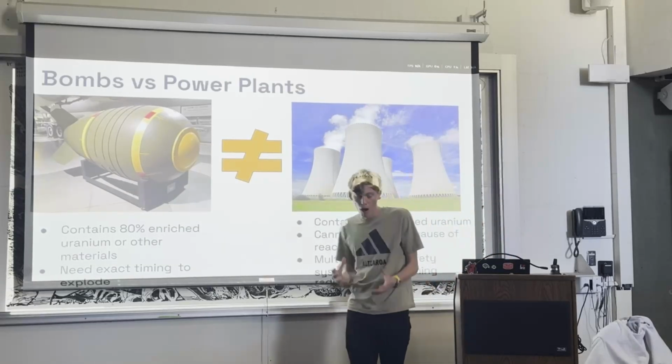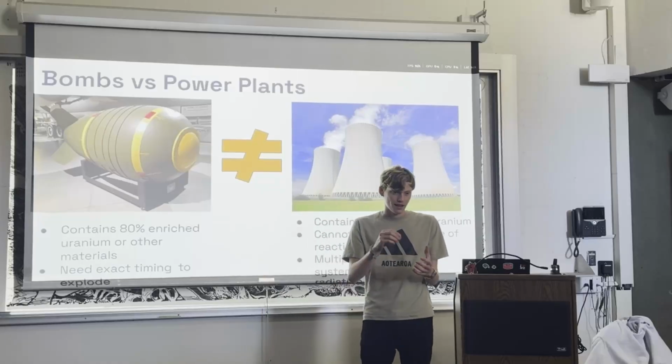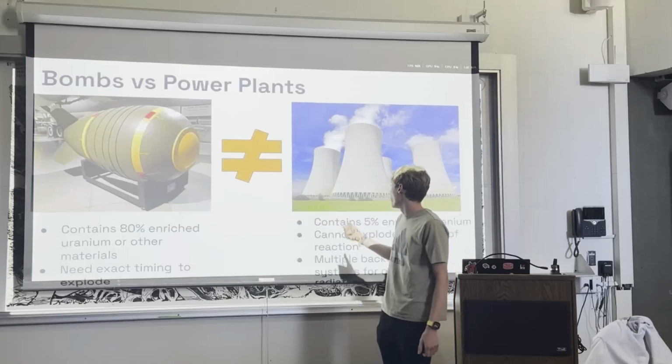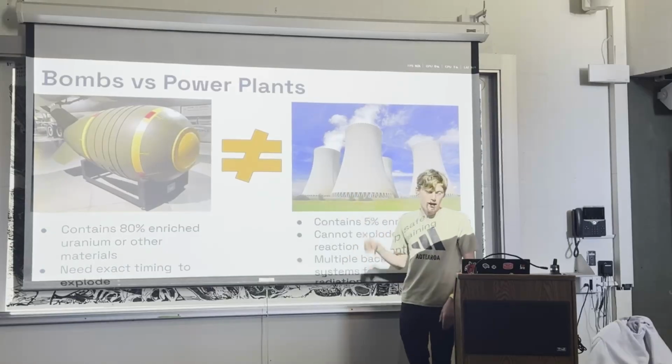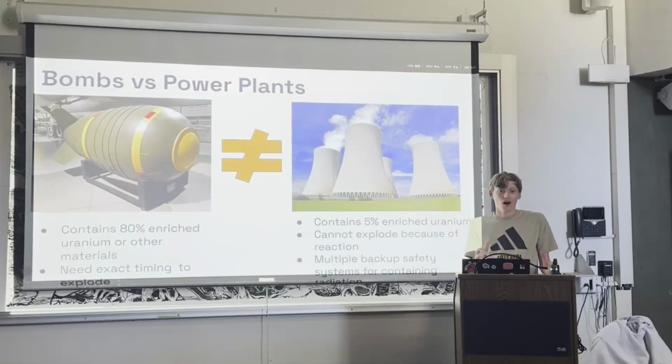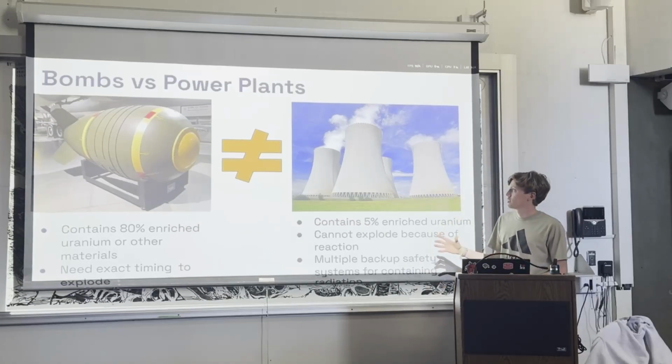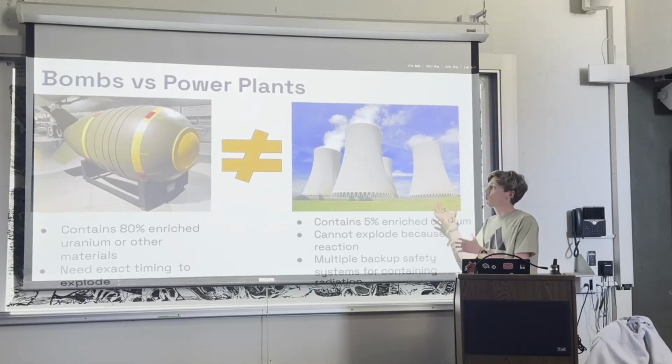And for a bomb to explode, you need to have exactly timed inner explosives for it to compress and explode. And in a nuclear power plant, they don't have any of that. I know you're probably thinking, oh, there's disasters and things, but we'll talk about those in a minute. Those are actually different than a bomb exploding. And there's multiple backup systems to ensure that the power plant won't melt down. Any questions?